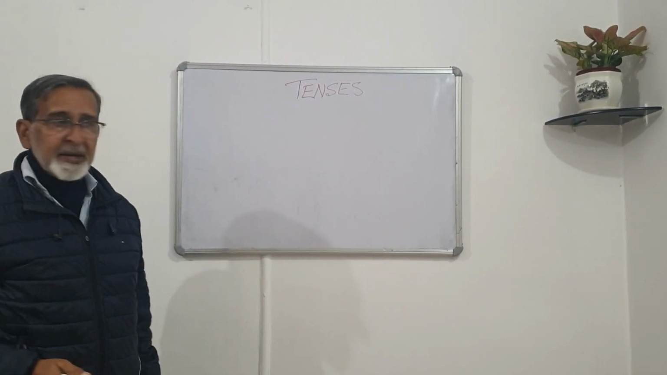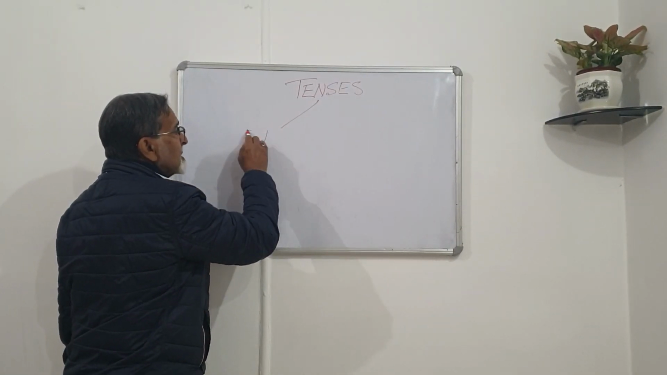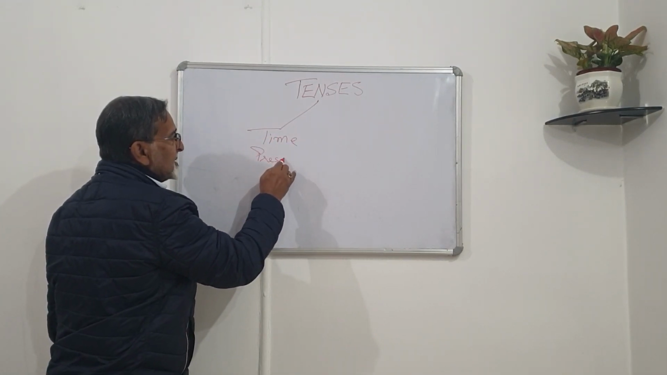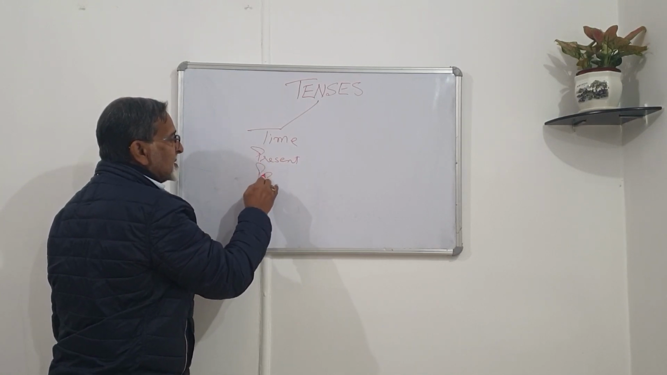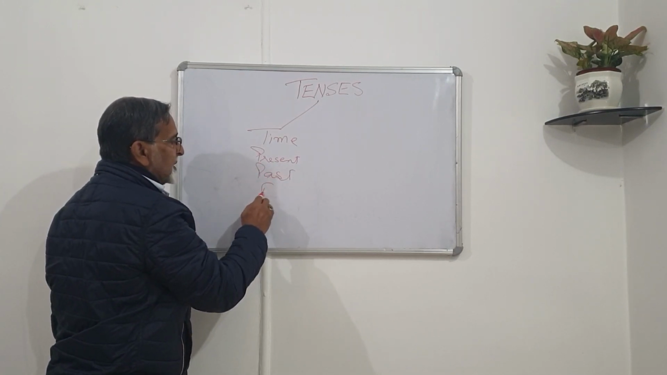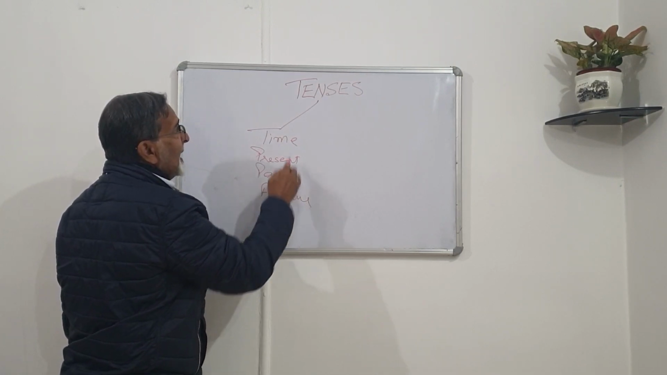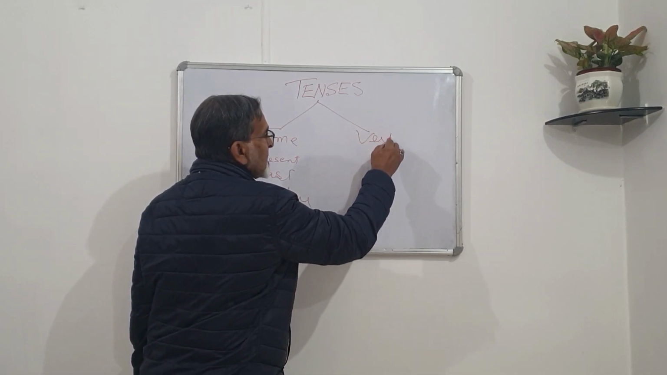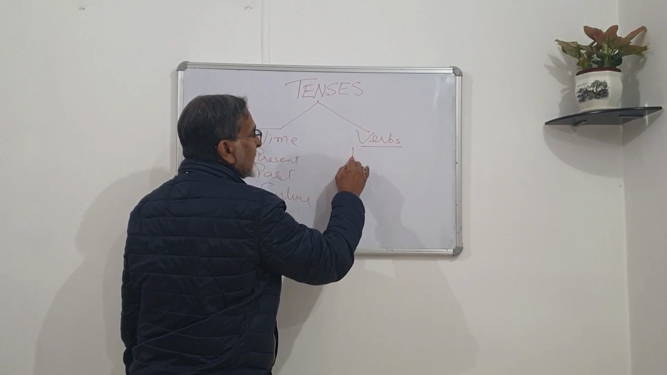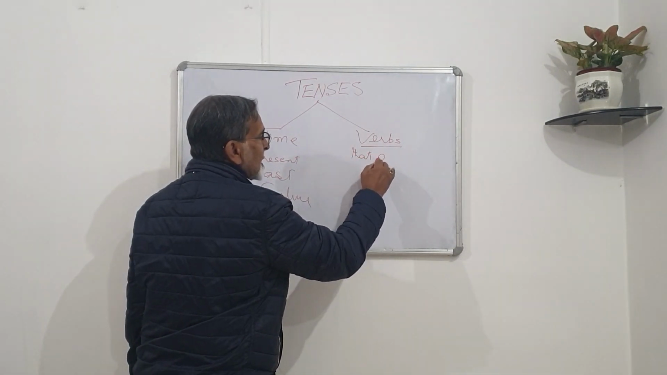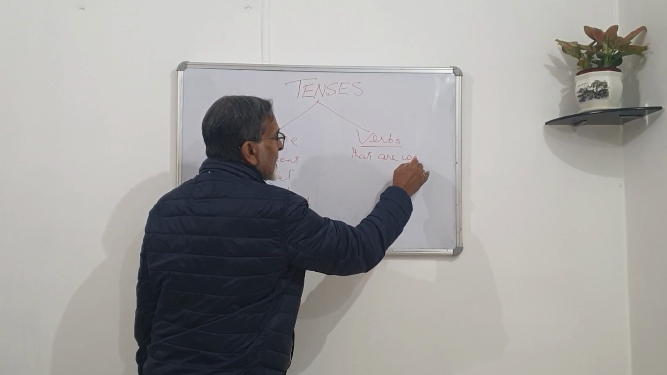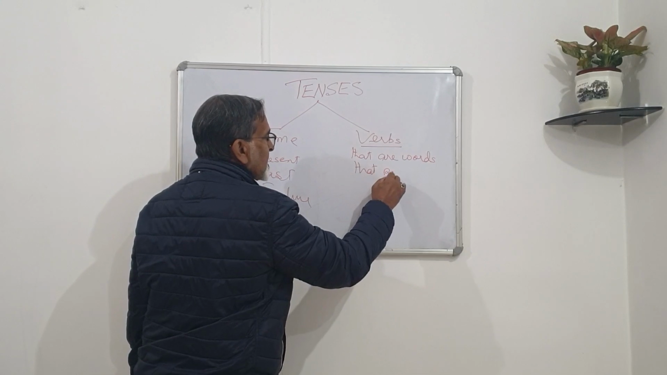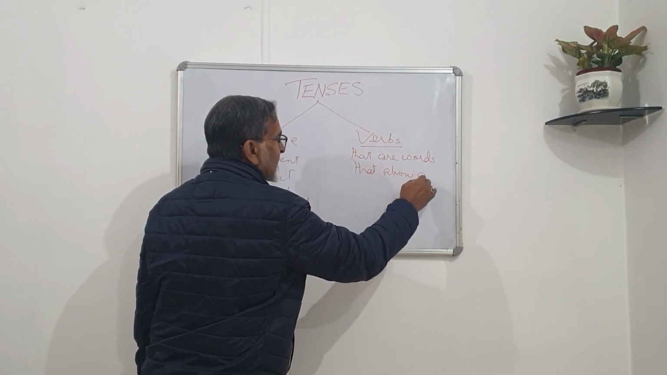Tenses relate to time, that is present, past, and the future. And they also relate to verbs. Verbs that are words that show action.